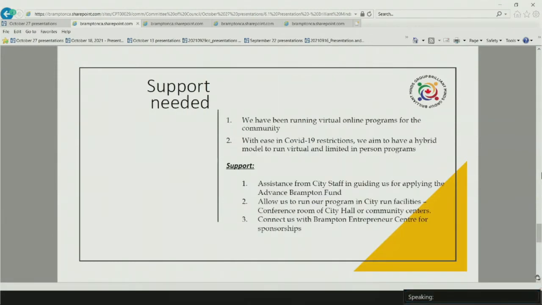Our request is, currently we are doing all the virtual programs with the easing of COVID-19 restrictions. We plan to run a hybrid model. So we are requesting assistance from city staff in guiding us in applying for the Advance Brampton Fund, allow us to run our programs in city-run facilities and conference rooms, and connect us with Brampton entrepreneurs. Because if we need to grow, if we need to support more people, we need sponsorship, we need money. So we've been spending a lot out of our own pocket. Last slide, please.